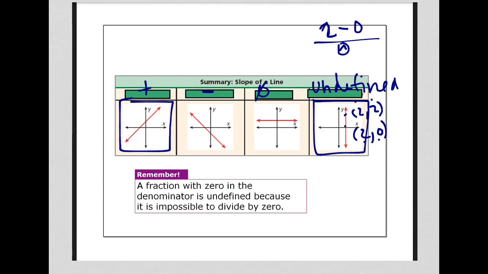Okay, so it's undefined if we have to divide by 0. It's undefined because our line is completely vertical. A reminder here at the bottom is that a fraction with 0 in the denominator is undefined because it's impossible to divide by 0.